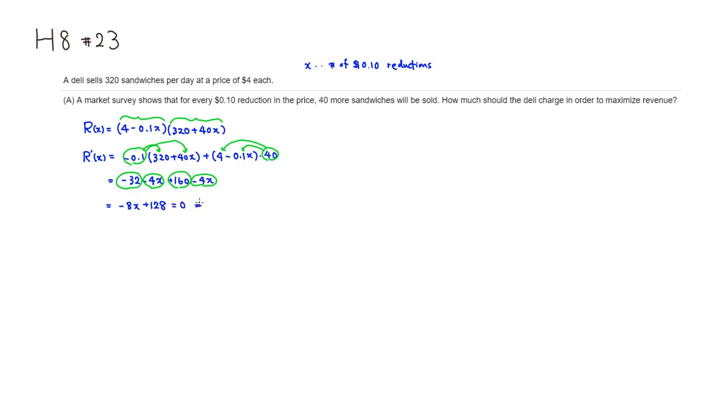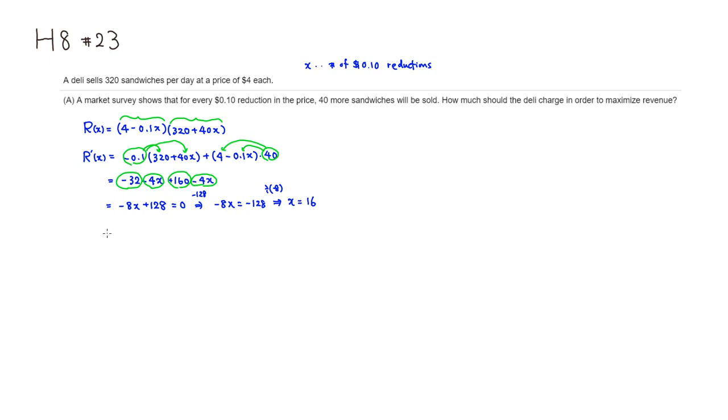Subtract 128 from both sides, so you have negative 8x equals negative 128. Then divide through by negative 8, and the negatives cancel out. 128 divided by 8: 12 has one 8 in it, and 48 is 8 times 6, so x is equal to 16. So you would want 16 10-cent reductions.